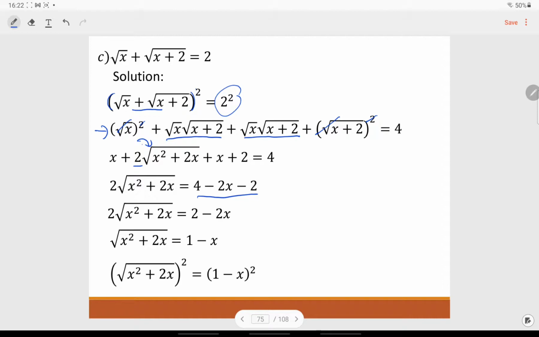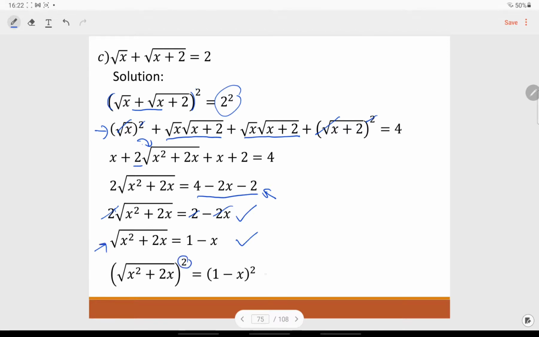So now, this one can be further simplified, becomes this, and this equation can also be further simplified, becomes this equation. Okay, so now as usual, how to eliminate this radical sign?